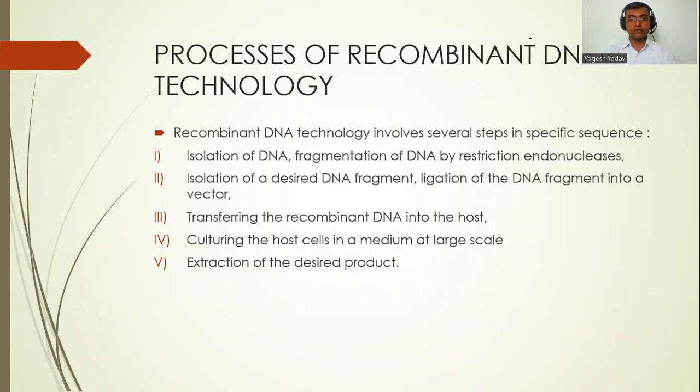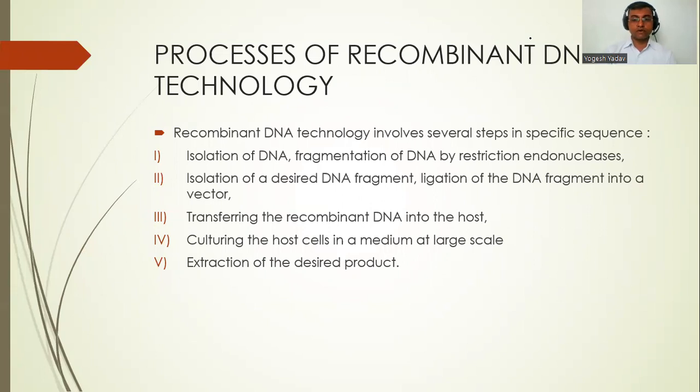As we know, the process of recombinant DNA technology involves several steps, and these steps have been divided into the following stages. The first step is isolation of DNA and fragmentation of DNA by restriction endonucleases. The second will include isolation of the desired DNA fragment, then ligation of the DNA fragment into a vector. The third step will include transferring the recombinant DNA into the host. And the fourth one will include culturing the host cells in a medium at large scale, and ultimately there will be the extraction of the desired product.